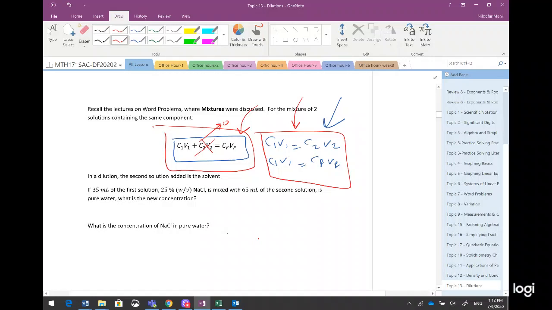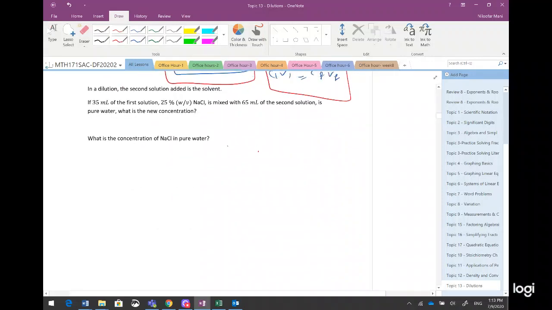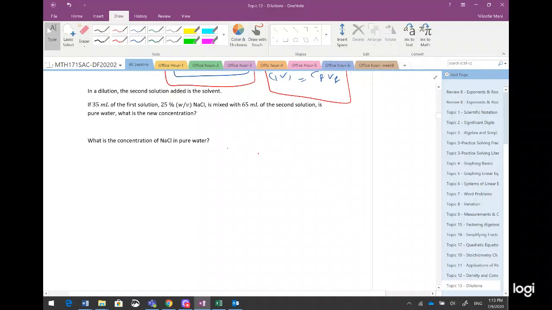No, so you can say C1V1 equals C final V final. That's understandable because that's the new concentration, final concentration, and final volume. Okay, so let's do this question just with this formula here. If 35 milliliter of first solution, 25% W over V NaCl is mixed with 65 milliliter of second solution, which is pure water, what is the new concentration?